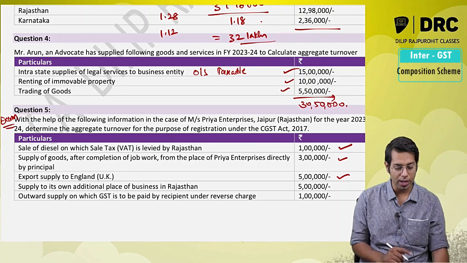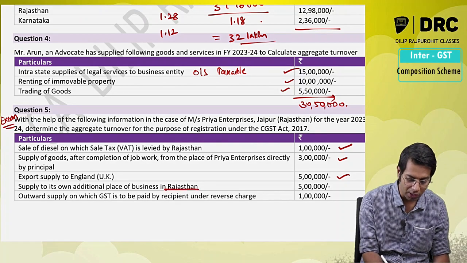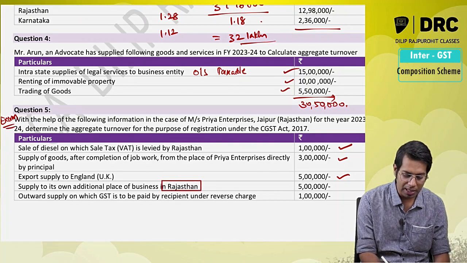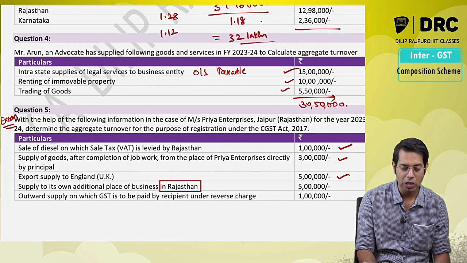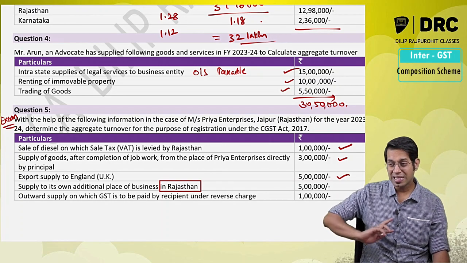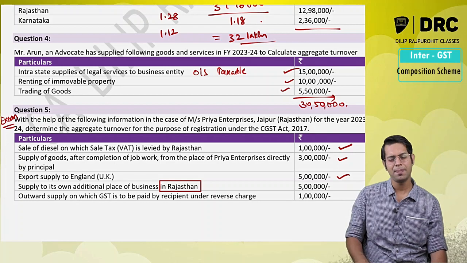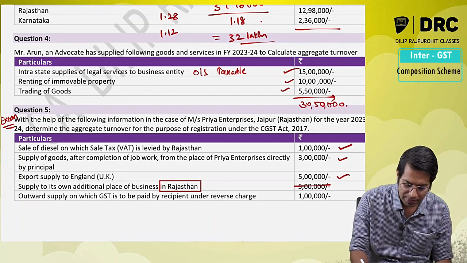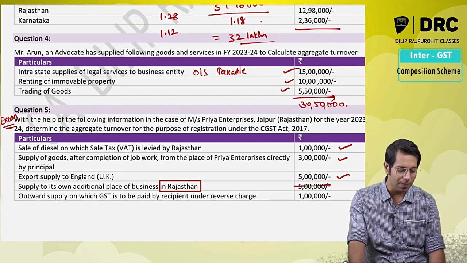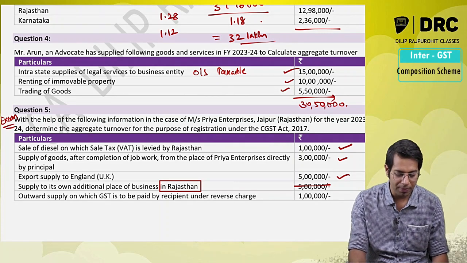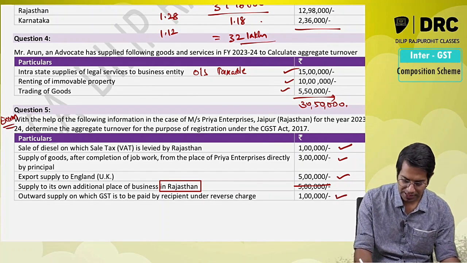Supply to its own additional branch in Rajasthan. Intrastate supply to a person having same PAN. If it is an interstate supply to a person having same PAN, I will include. Because it is in same state, I will not include this. Outward supply on which GST is required to be paid by the recipient. Because it is our outward supply, yes, I will include this.